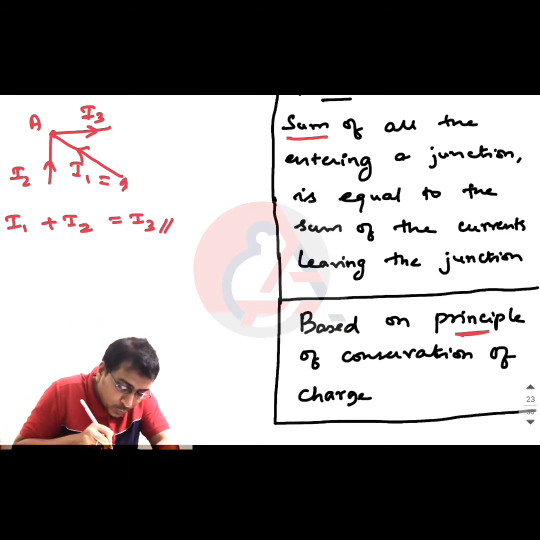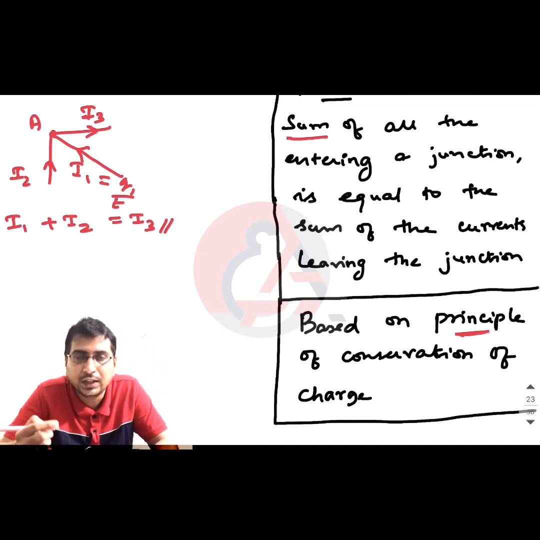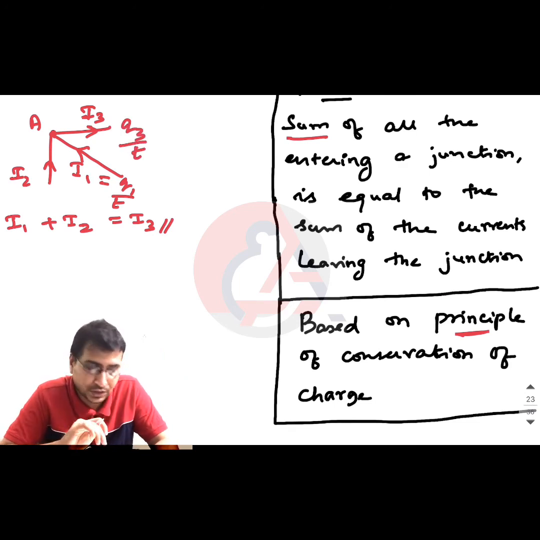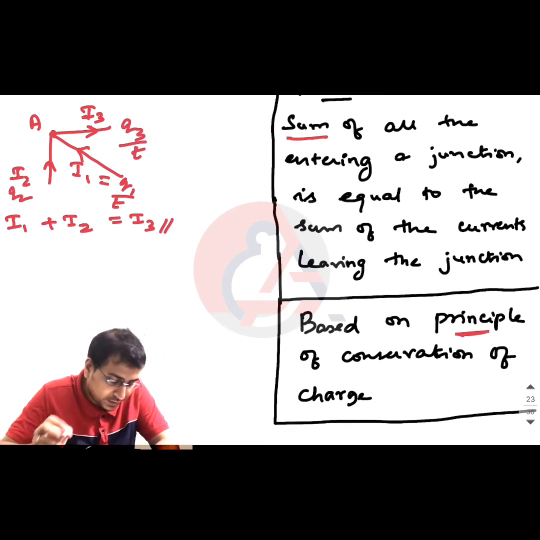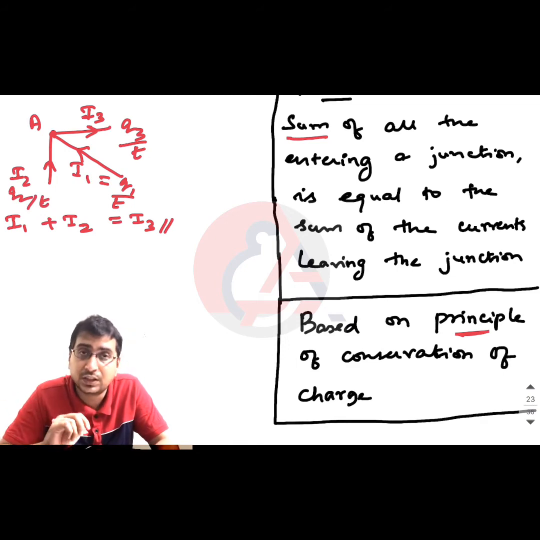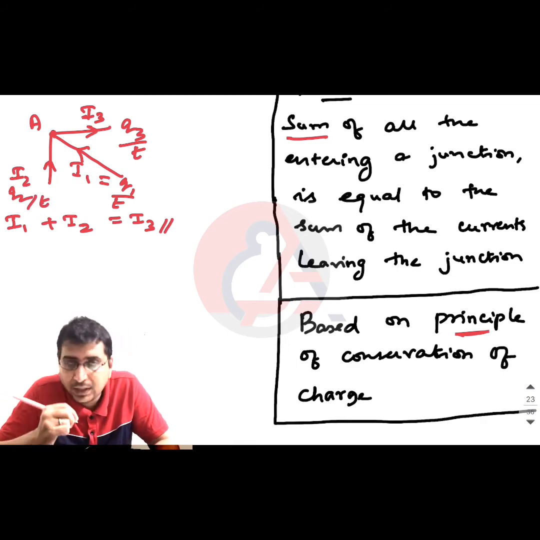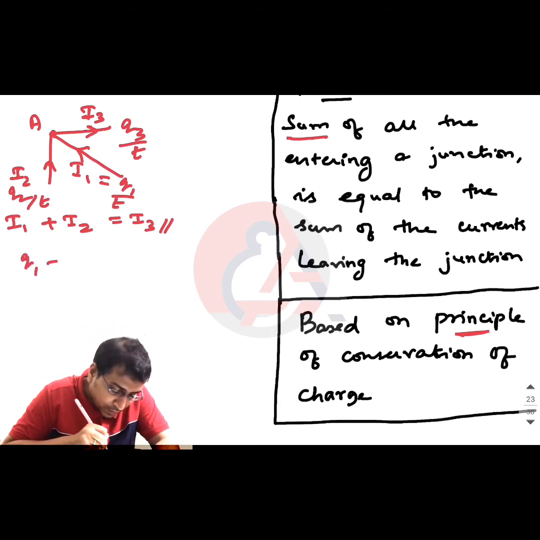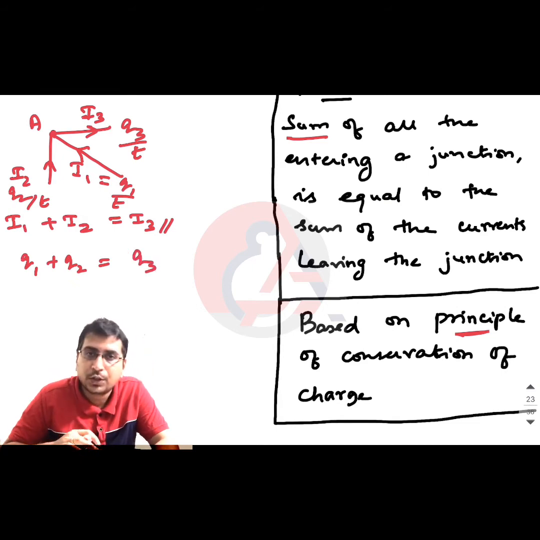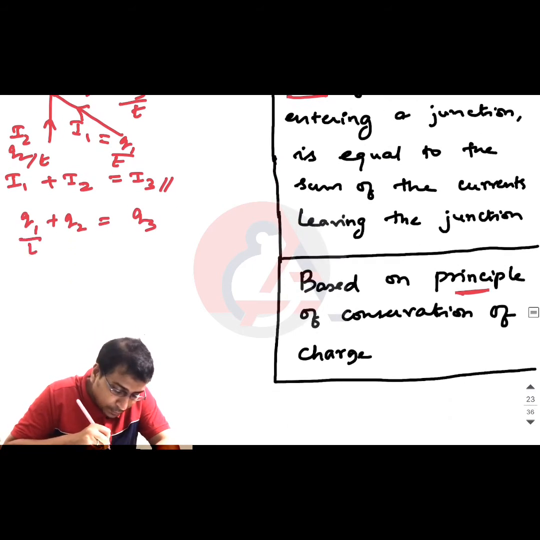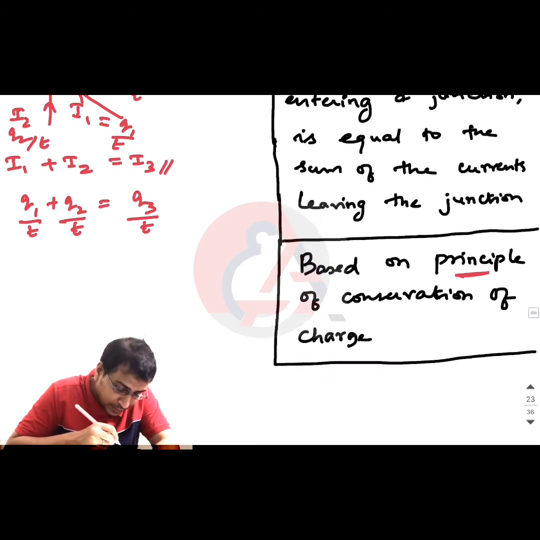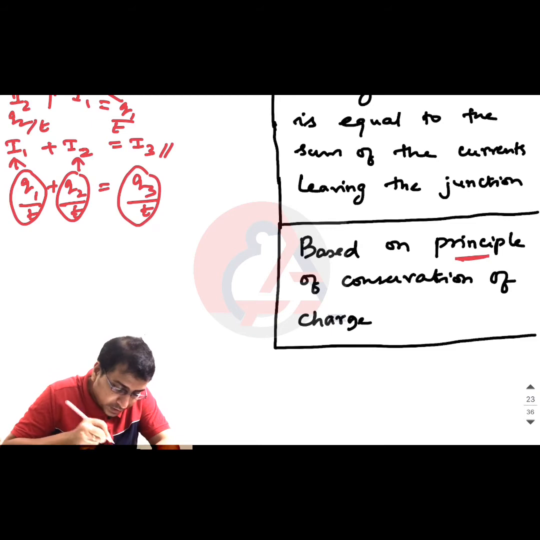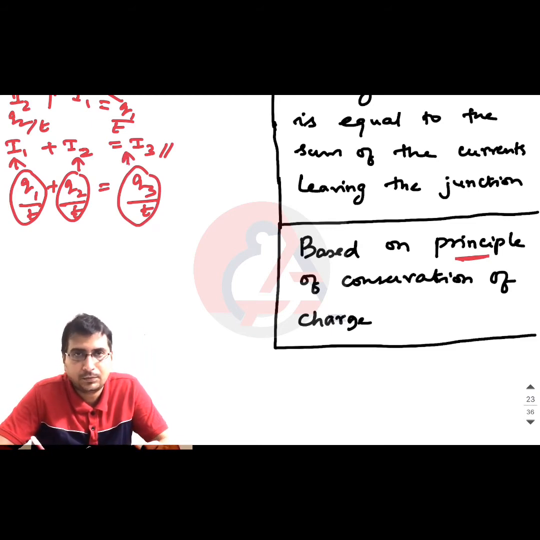Let's say there is Q1 amount of charge flowing per unit time T towards junction A. Q3 by T is leaving the junction A. Q2 by T is approaching the junction A. Then recollect the concept of additivity of charges. Additivity of charges tells us Q1 plus Q2 is equal to Q3. If I divide by time on both sides, then Q1 by T is I1, Q2 by T is I2, and Q3 by T is I3.